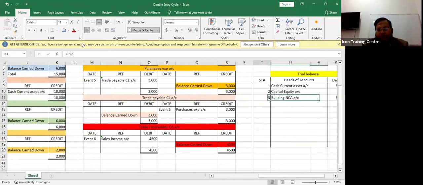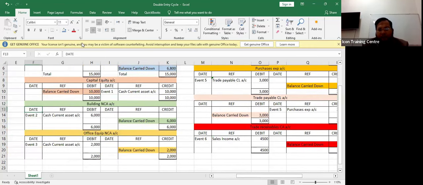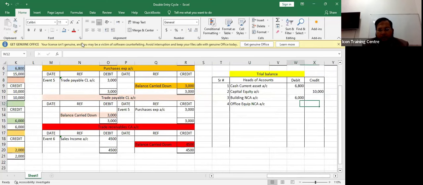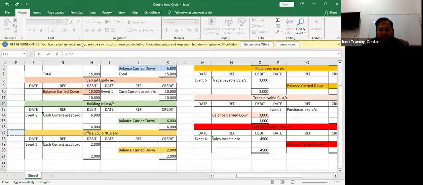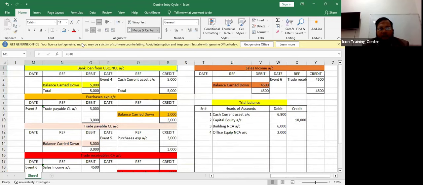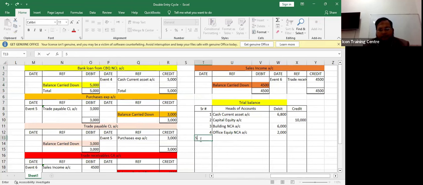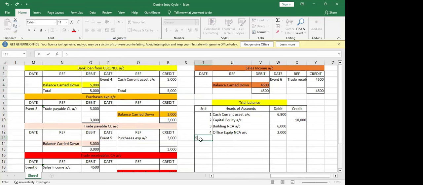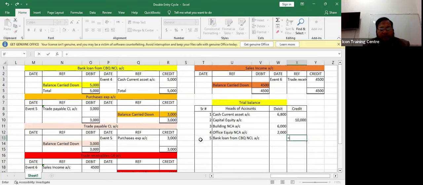So we'll put here number four, and the name of the account is office equipment account. And the balance should be debit balance, so we'll write debit balance 2,000. Perfect. Now we have this account, bank loan account. Now just have a look here and tell me, what is the balance, debit or credit? It will be credit balance. Absolutely right.